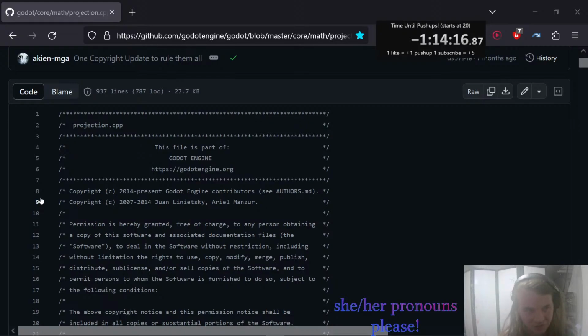Slash asterisks slash asterisk projection.cpp asterisk slash. This file is part of Godot Engine, https://godotengine.org. Copyright (c) 2014-present Godot Engine contributors (AUTHORS.md). Copyright (c) 2007-2014 Juan Linietsky, Ariel Manzur.